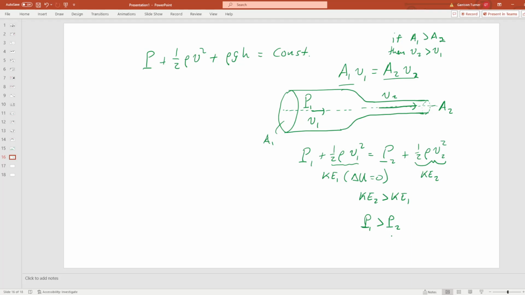Let me say that again. The pressure in the larger part of your pipe is going to have a larger value than the pressure in the smaller part of your pipe. Now, once again, we're ignoring changes in gravitational potential energy. But when you have a pipe with a central axis that doesn't have a change in h, then this is going to be absolutely true. Okay?